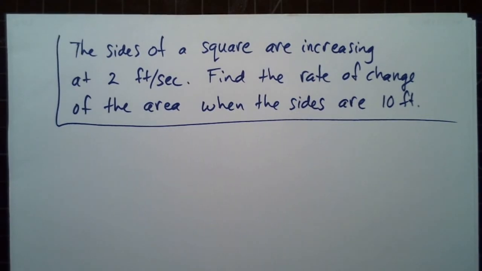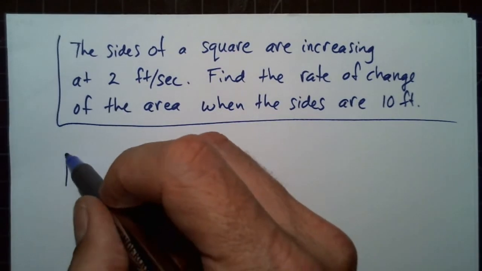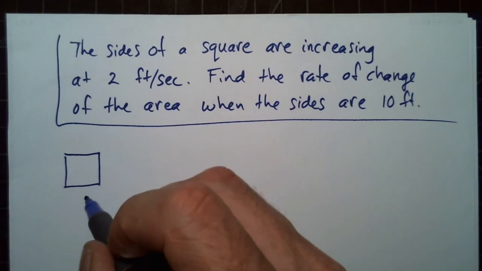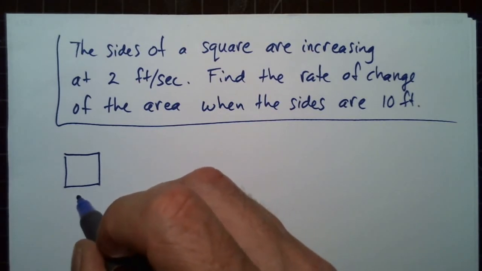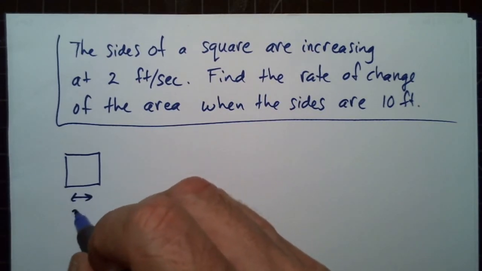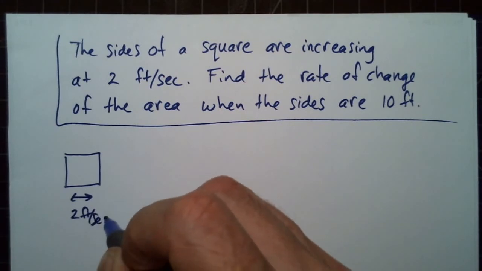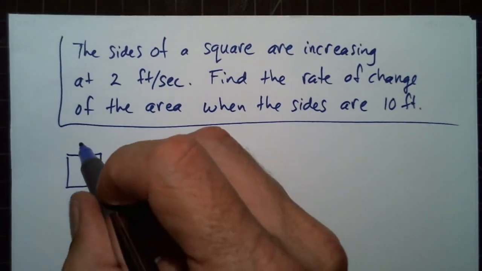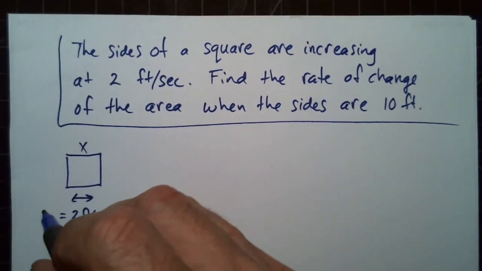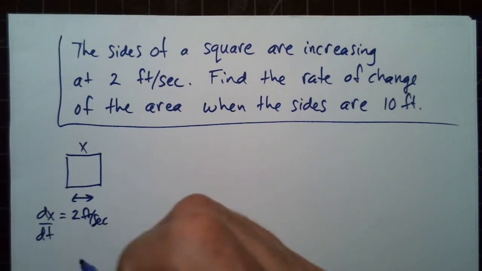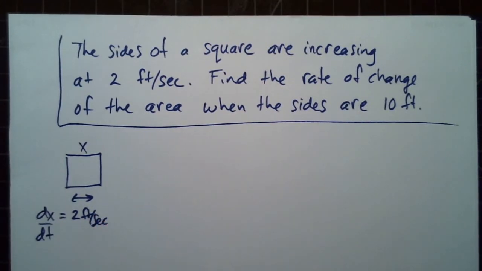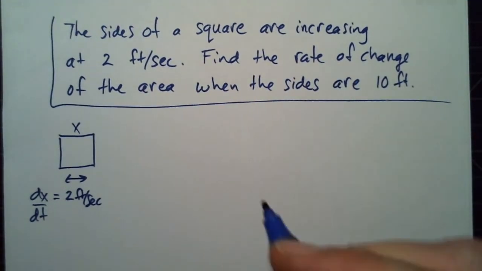So we have a square that's increasing. The side lengths are increasing at 2 feet per second. So we want to visualize that, and we just say that this is increasing 2 feet per second, and we would call the side length x, and that means this would be dx/dt. And we'll have an organizer to put all this together, and it looks like this.